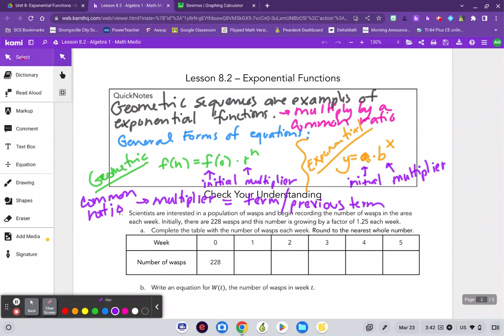All right, so your job is to work through the check your understanding and the 8.2 practice. And if you have questions, let me know.